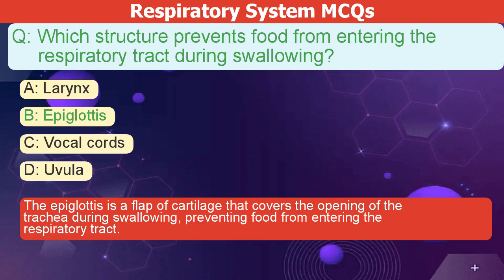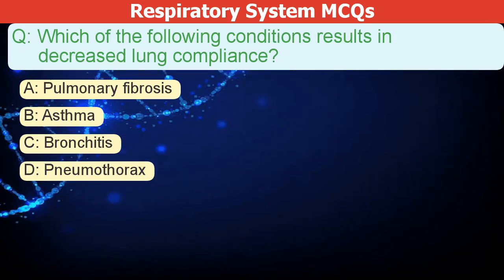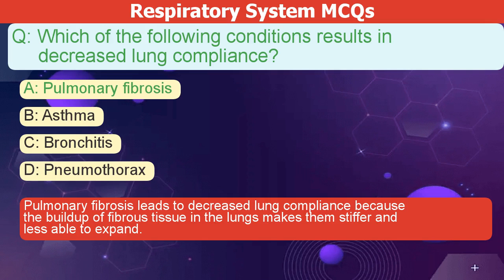Which of the following conditions results in decreased lung compliance? A. Pulmonary fibrosis. B. Asthma. C. Bronchitis. D. Pneumothorax. The correct answer is A. Pulmonary fibrosis leads to decreased lung compliance because the buildup of fibrous tissue in the lungs makes them stiffer and less able to expand.